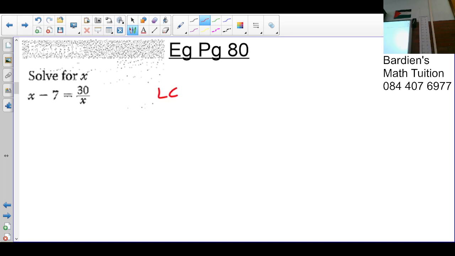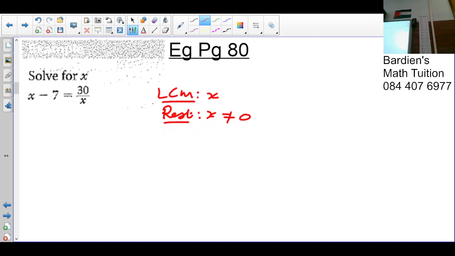So my LCM is x. What's the restriction here? X can never be equal to 0. So if x works out to be 0, then the sum will be undefined. And if part of the sum is undefined, the whole sum is undefined.